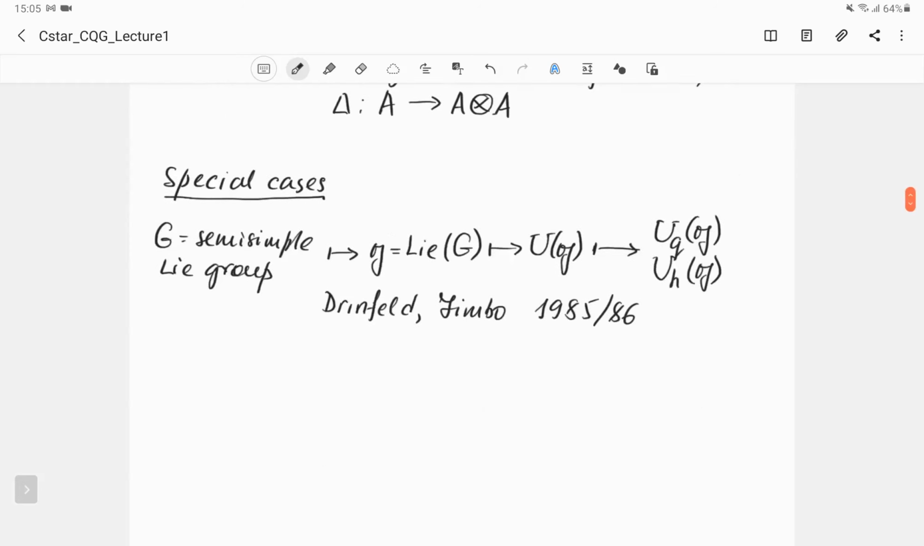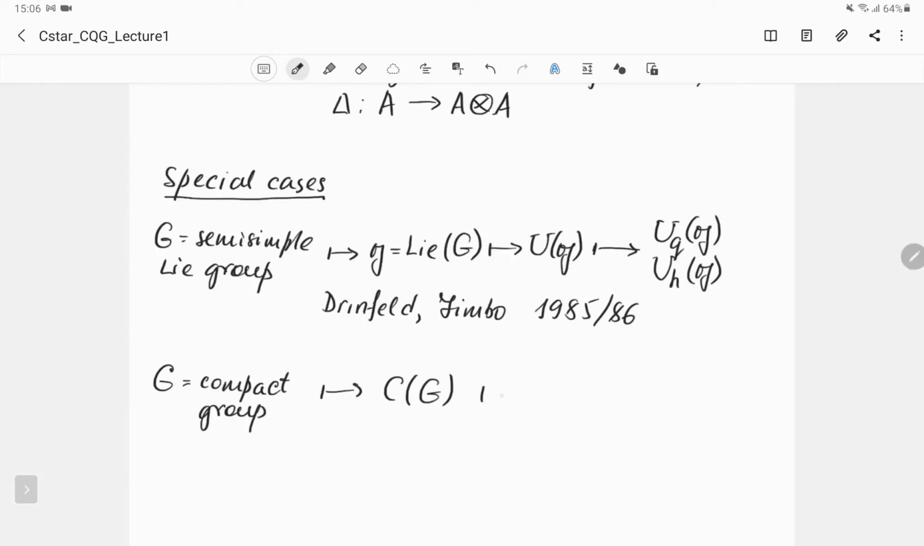Another approach to quantum groups, which was discovered by Woronowicz, again, independently of Drinfeld and Jimbo, looks as follows. We start with a compact group G, and we take the algebra of continuous functions on G, which is, by the way, a commutative C-star algebra, which has some additional structure. In particular, it has a co-multiplication.